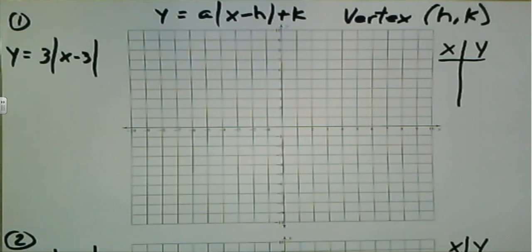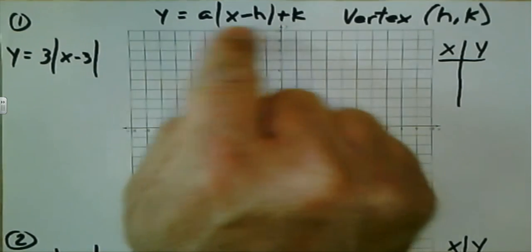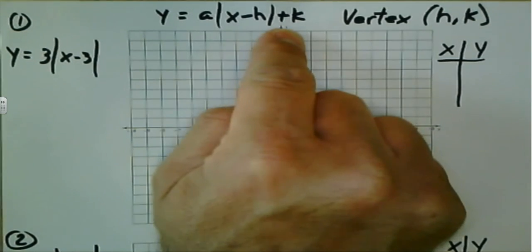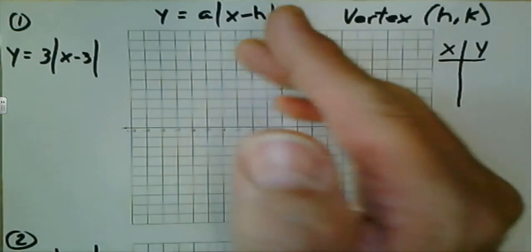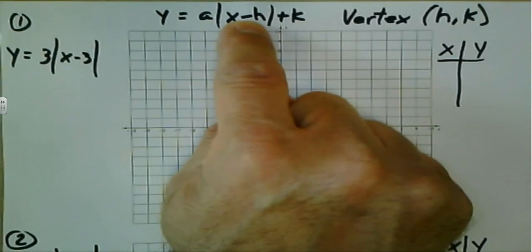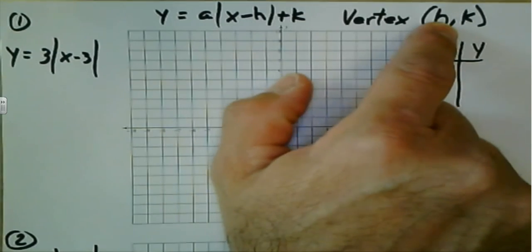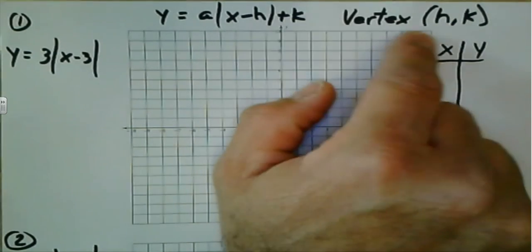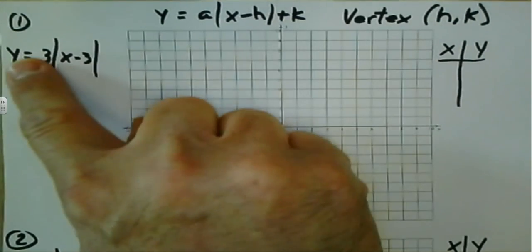All right, so here we go, day 3. Once again, a is how we expand or contract our graph. It's the opposite of h for a vertex, and the k. All right, so here we go.